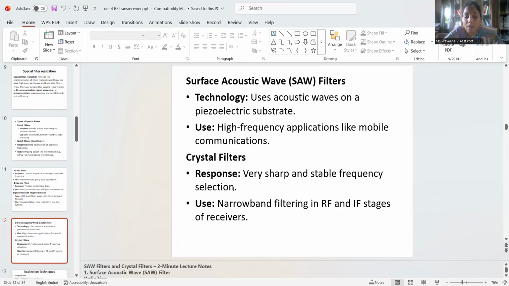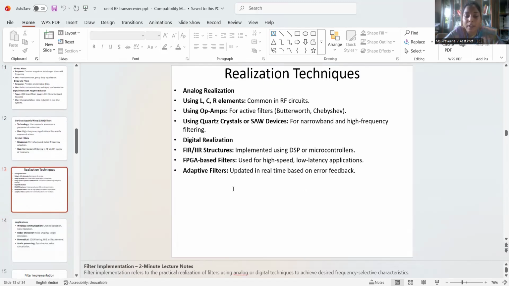And next is realization technique, that is, filter implementation. Filter implementation refers to the practical realization of filters using digital or analog techniques in order to achieve the frequency selective characteristics. First is analog realization. Analog filters process continuous-time signals using electronic components, that is, R, L, and C elements.